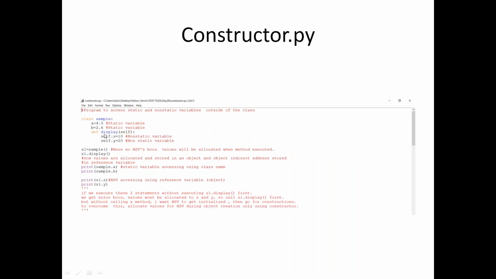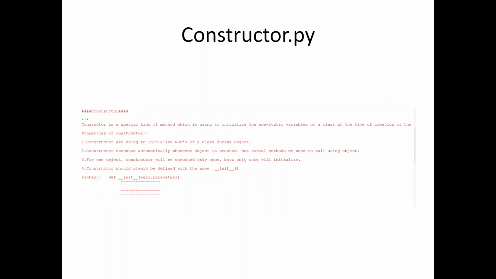So in case you have two methods within the class called sample, one is def display, another method is def print. Out of these two, one is a constructor, one is a normal method. For the normal method, you have to give s1.display. In case the display is a normal method, s1.display, you have to call that manually. If it's a constructor, it is not required to give a manual call. It's automatic. For an object, the constructor will be executed only once, because it is initialized only once.